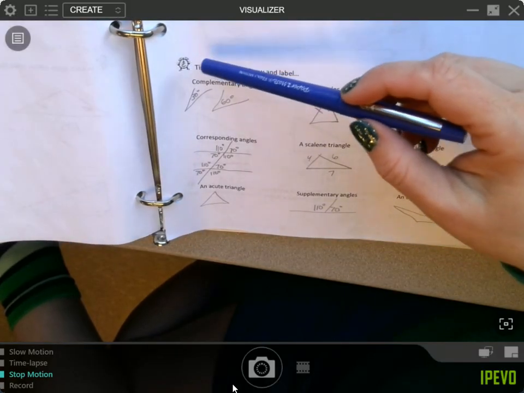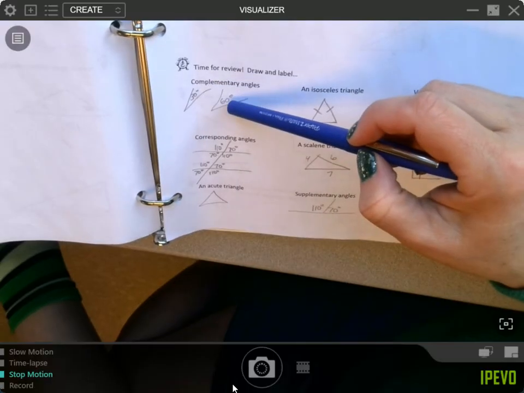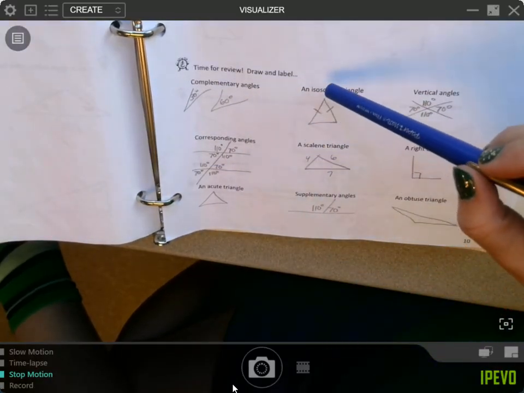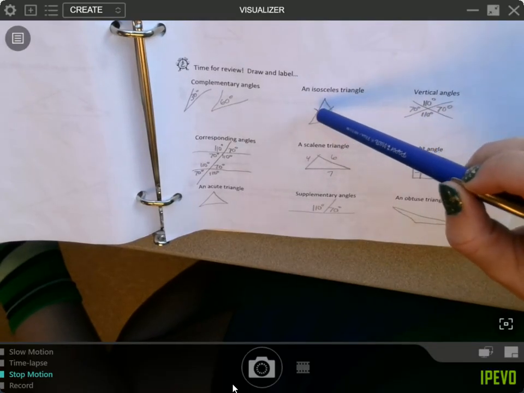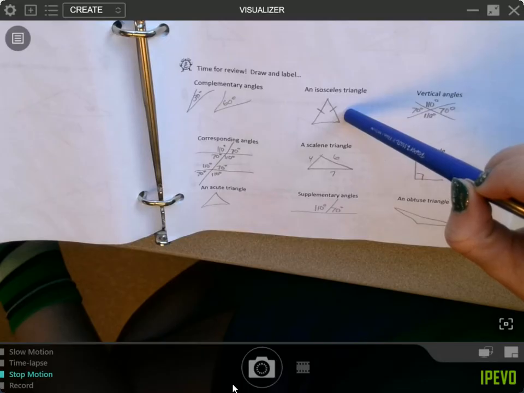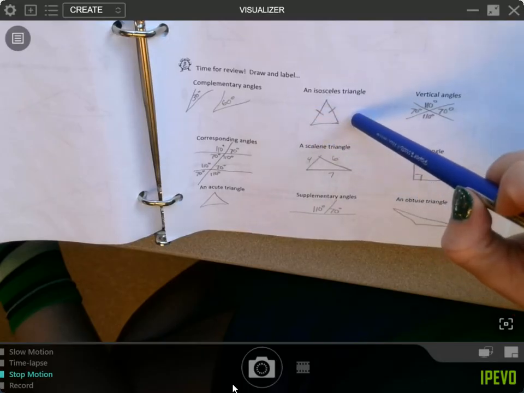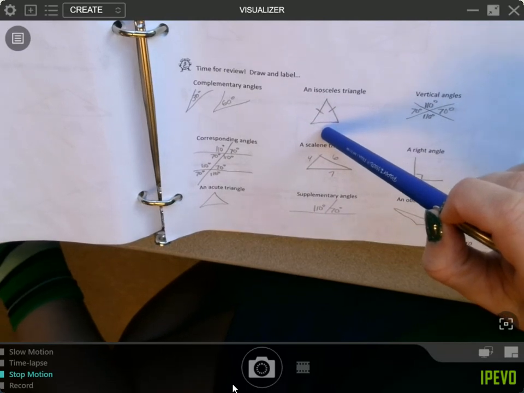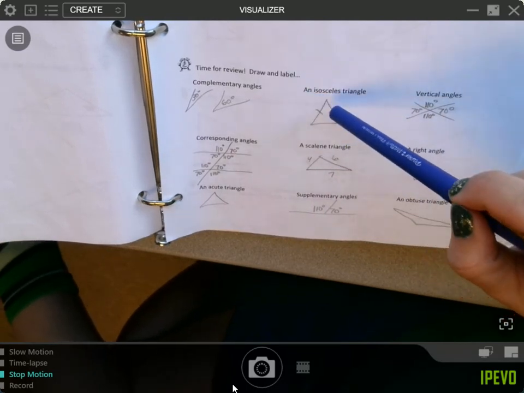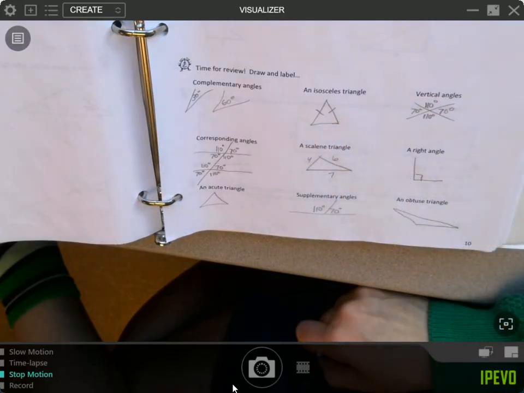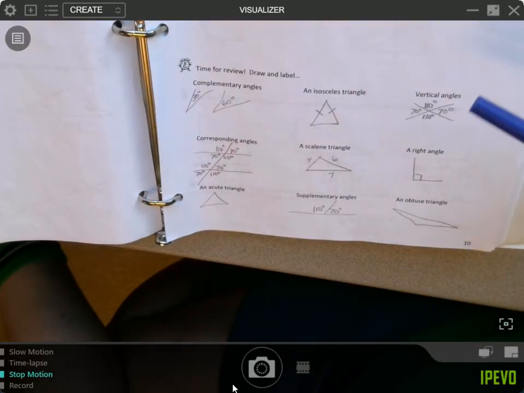So, complementary angles. You needed to have drawn 2 angles with measurements that equal 90 degrees. An isosceles triangle, you needed to show 2 sides were the same. You could use it with the congruent marks, or you could use it with numbers. If you're using numbers, you need to give numbers to all 3 sides. So 8, 8, and 5, showing that you know the bottom one would be a different measurement.